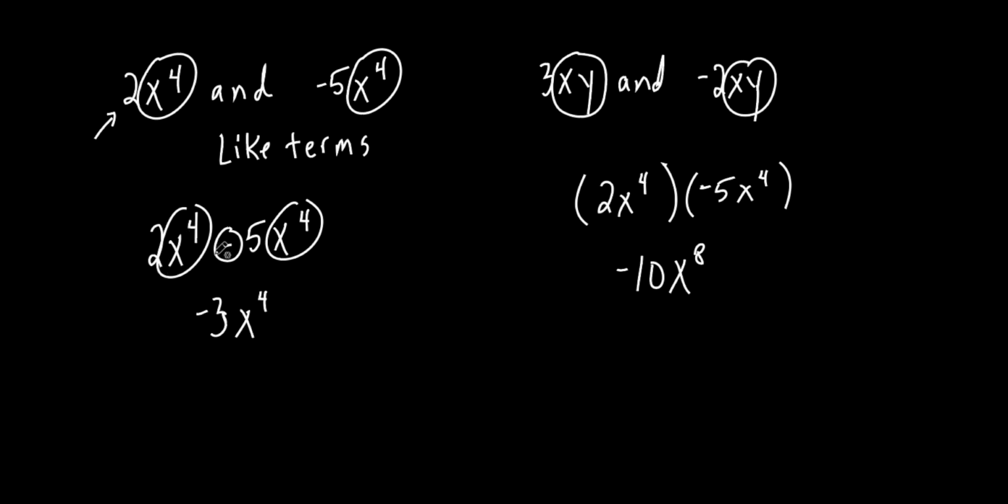So 2 of these minus 5 of these. 2 minus 5 is negative 3 of what? What's my term? It's just x to the 4th. I got negative 3 of these things now. Does that make sense? A lot of people will get confused between this and this. Don't be one of them.